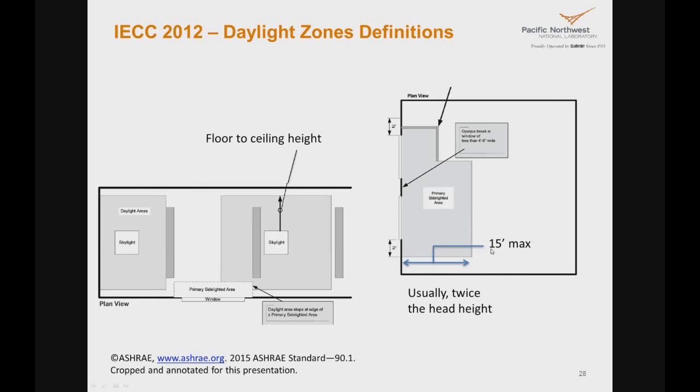This is different from 90.1/2010 because generally window head heights are about 8 feet typically in office buildings. So 15 feet would mean that you're almost twice the head height in ICC 2012 compared to 90.1/2010. So this is something to be aware of.